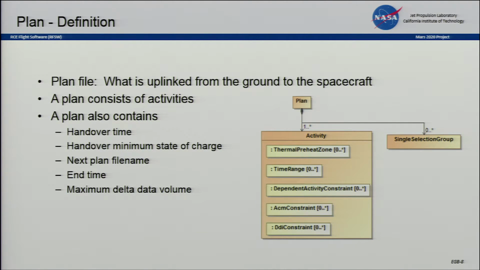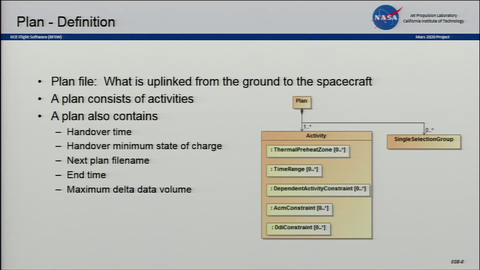Okay, so as I said at the top level, the plan file is what is uplinked from the ground. Inside the plan are activities. An activity is the lowest level that the scheduler is going to look at. So it's something that can get moved around and executed at a certain point in time. It's that level of granularity. And as I go through the presentation, we're going to talk about the various types of activities and various constraints on activities. We'll go through that in detail as we walk through it.